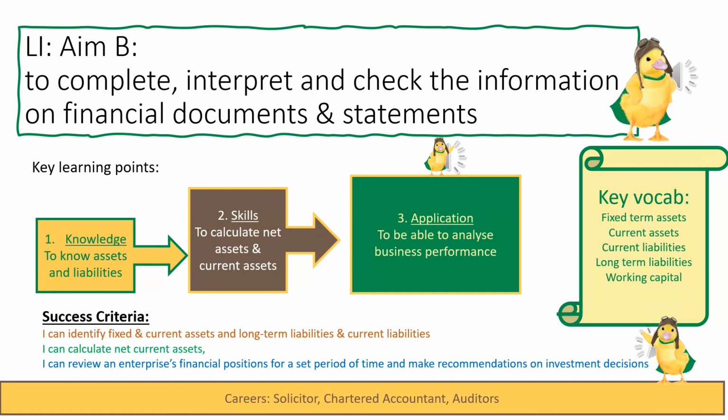Learning Intention Aim B6, Component 3. To complete, interpret and check the information on financial documents and statements. This lesson will be about fixed and current assets and current and long-term liabilities. There will be some formula in this, so you will need your formula sheet with you.